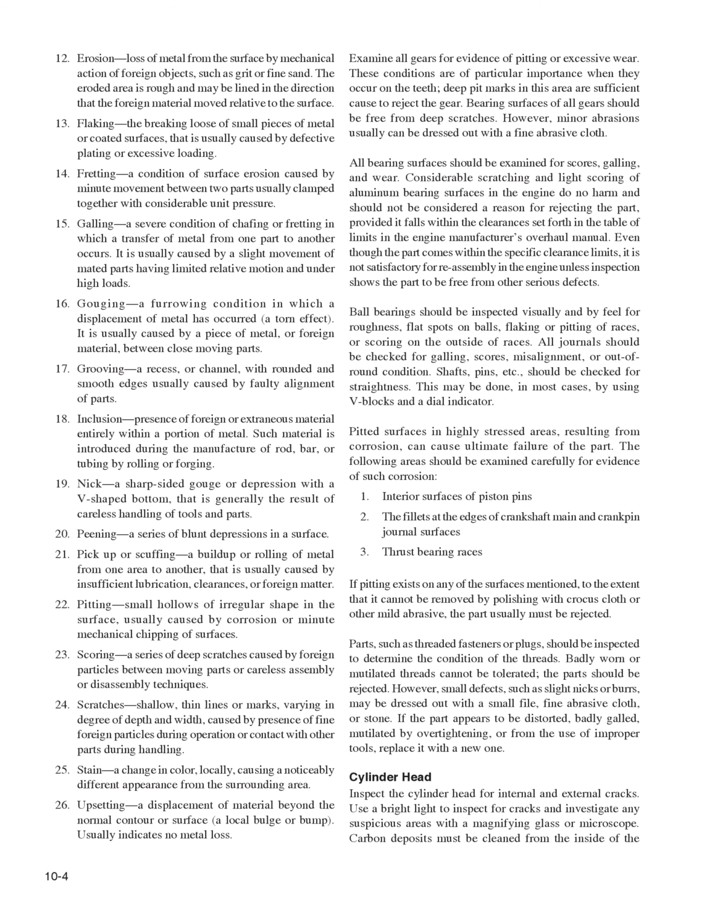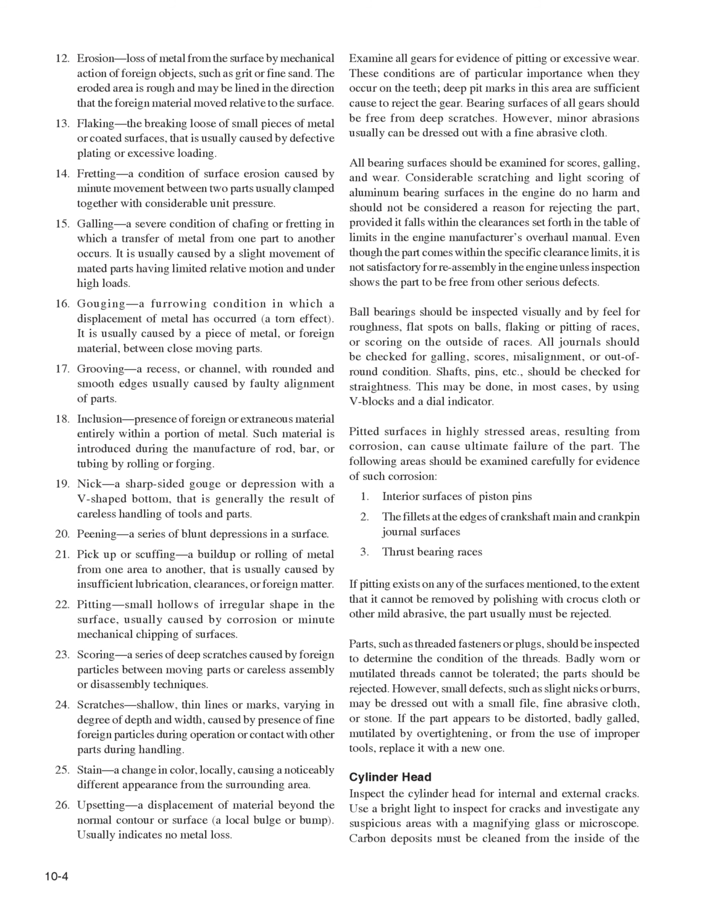It is usually caused by a slight movement of mated parts having limited relative motion and under high loads. 16. Gouging, a furrowing condition in which a displacement of metal has occurred, a torn effect. It is usually caused by a piece of metal or foreign material between close moving parts. 17. Grooving, a recess or channel with rounded and smooth edges, usually caused by faulty alignment of parts.